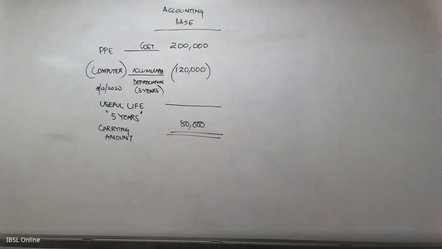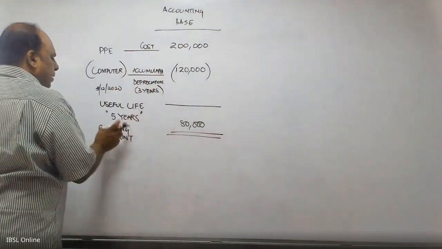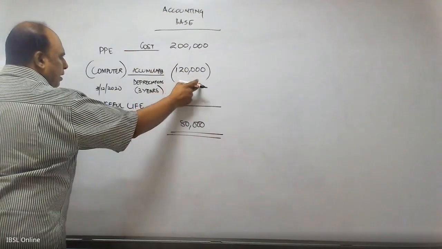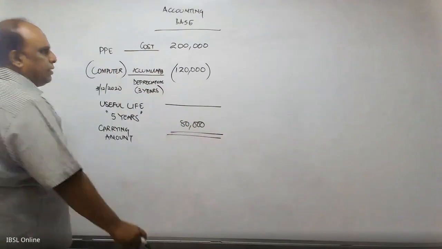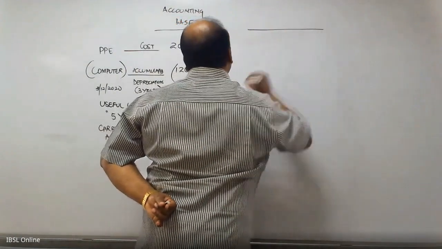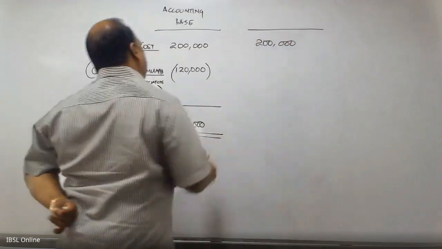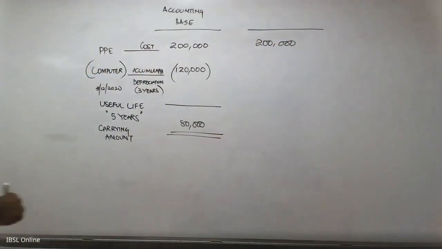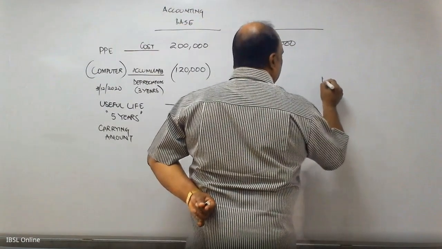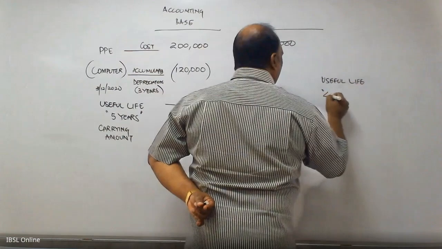So accounting base means what? I have the cost with me, the accumulated depreciation based on the useful life of 5 years, which is my estimate. I have calculated the depreciation, and this is my carrying amount. Now let's talk about another scenario. The cost is 200,000. Now let's say the useful life is not 5 years, but 4 years.